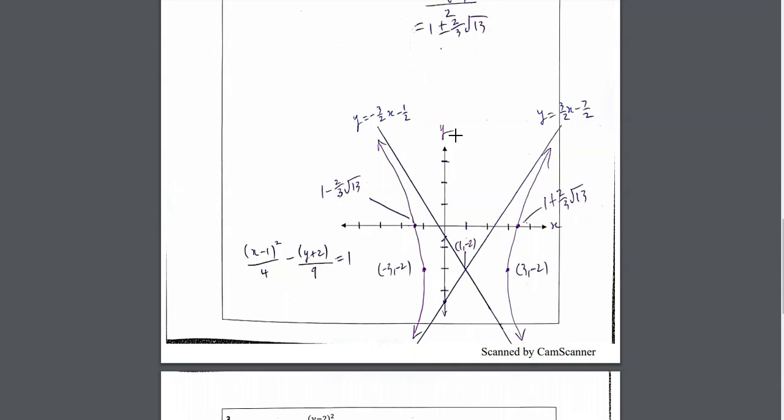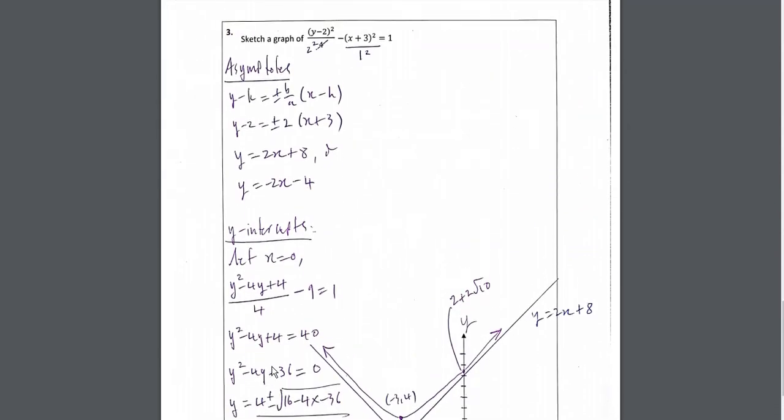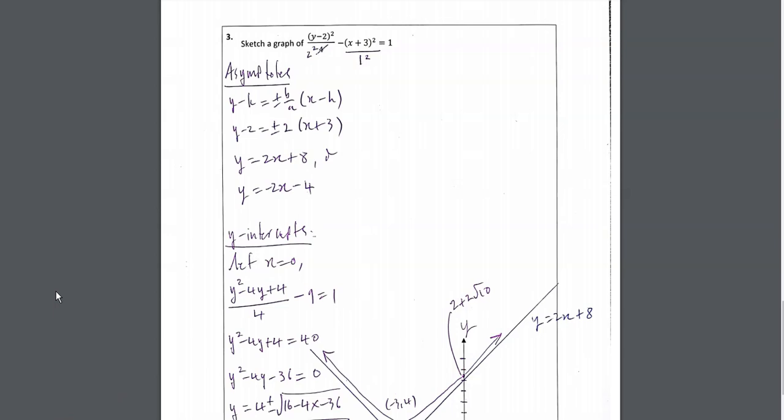All right, time for one more example, I think. I know this is a long video, but it's usually a long class. So here we go. Question 3. Sketch a graph of this thing. Y minus 2 all squared over 4, in other words over 2 squared, minus x plus 3 all squared over 1, in other words 1 squared, which equals 1.